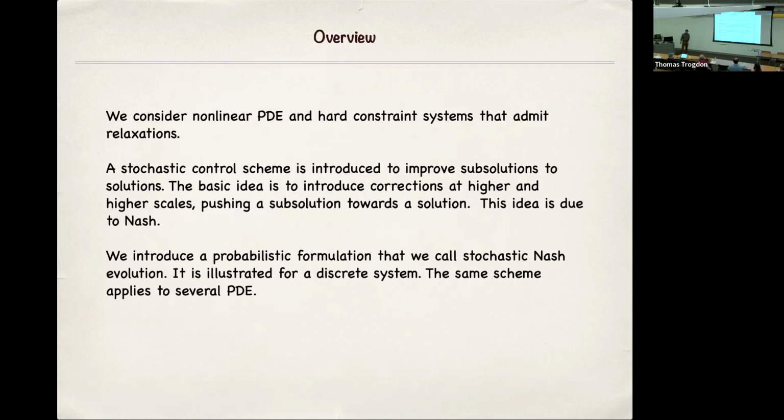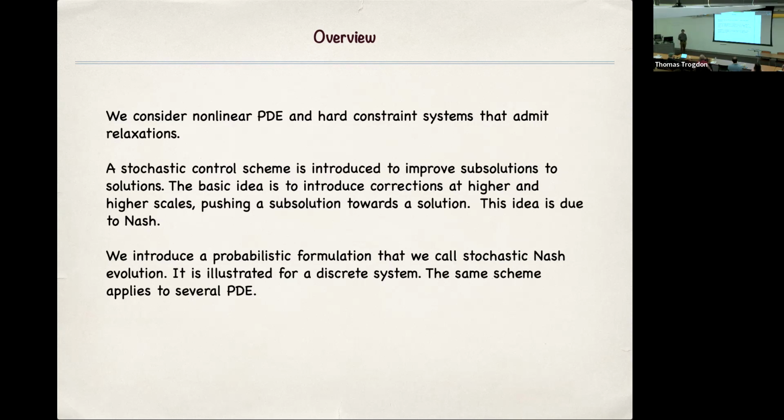So what I'm really going to be doing is introducing a different way of thinking about PDE problems and what I'll call hard constraint systems. The problems that I'm talking about all have relaxation. So the whole goal over here is to understand the idea of relaxations better.